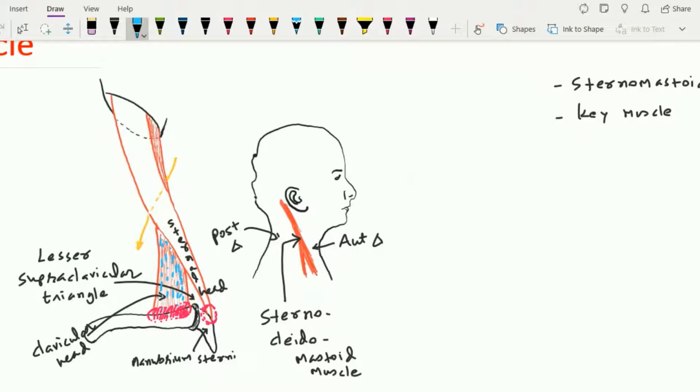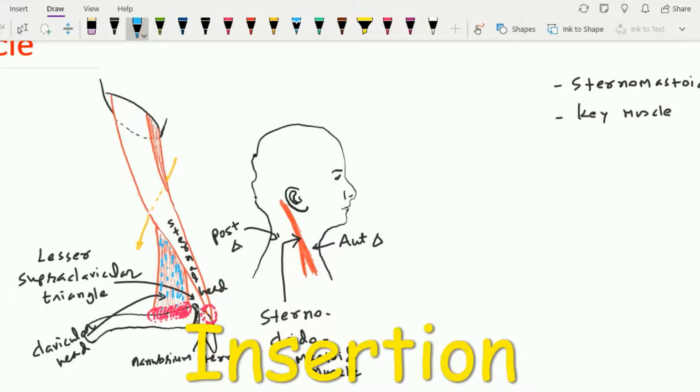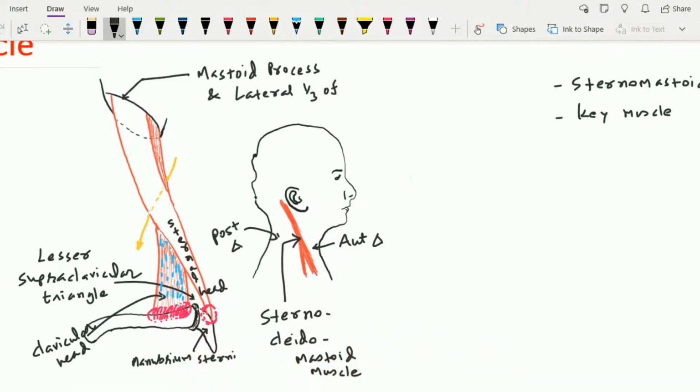This muscle passes upward and backward and inserts over the mastoid process as well as the lateral 1/3 of the superior nuchal line. So this sternocleidomastoid muscle has two origins, from the sternal and the clavicular part, and inserts over the mastoid process as well as the lateral 1/3 of the superior nuchal line.